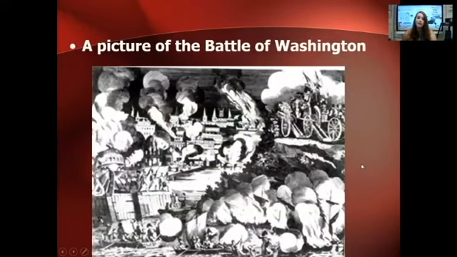This is a painting done of the Battle of Washington. So much chaos. It's just crazy.